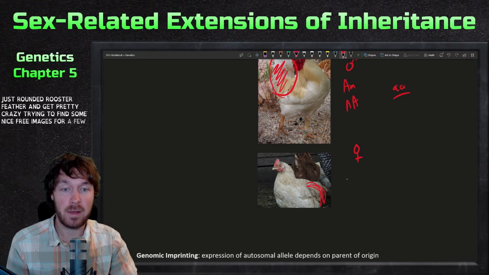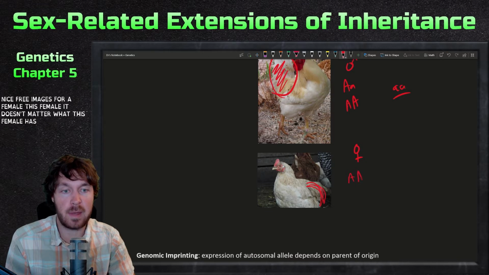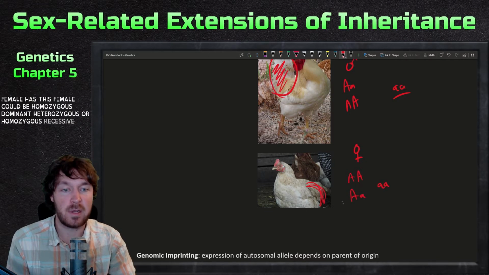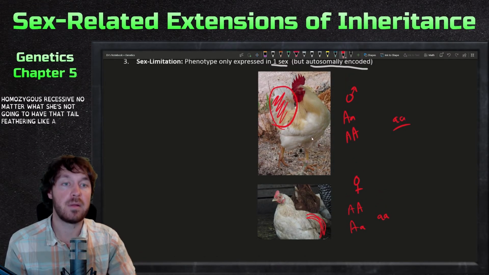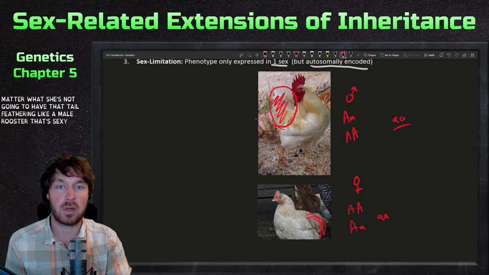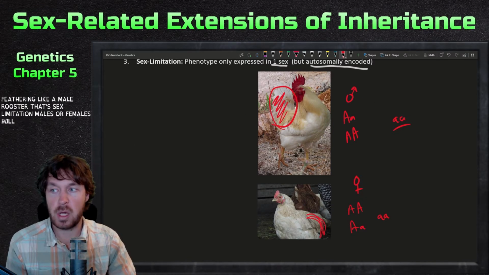So for a female, it doesn't matter what this female has. This female could be homozygous dominant, heterozygous, or homozygous recessive. No matter what, she's not going to have that pale feathering like a male rooster. So that's sex limitation. Only males, or sometimes females, will show it.